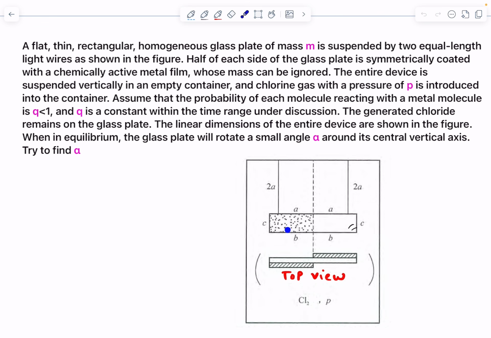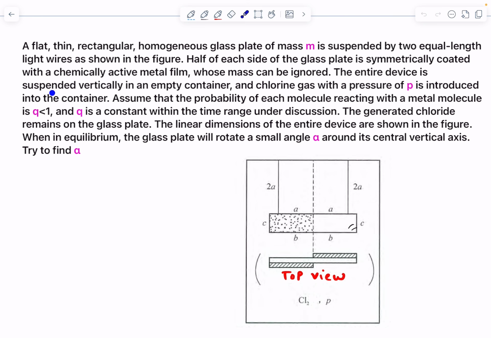So this is a small metal film that is chemically active. On either side of the glass plate, half of it is covered by this special coat, as we can see from the top view of the situation, and from the side view it looks something like this. The mass of this coat is something that we can ignore.